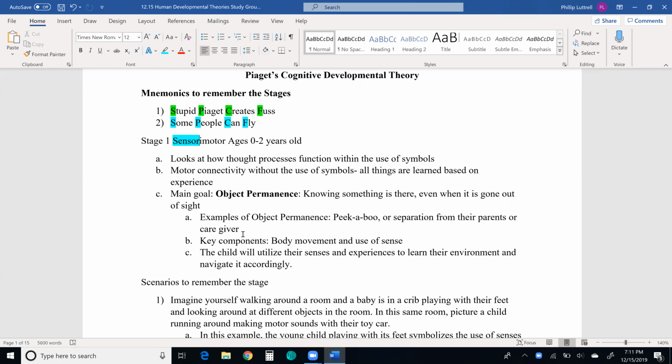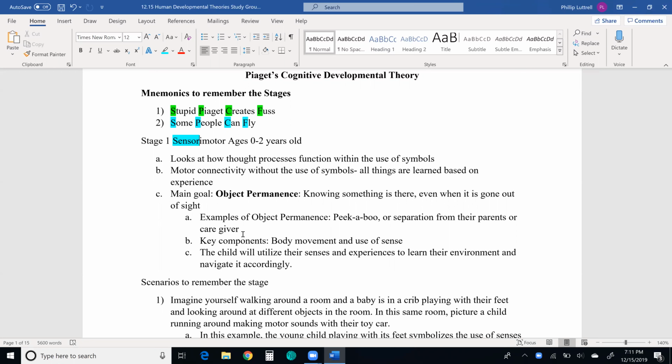The main goal within this is object permanence, which is knowing something is there even when it is gone and out of sight. Examples of object permanence are peekaboo and separation from a parent or caregiver. Someone that does not have object permanence thinks that their parent or caregiver is gone forever. Or you put a sheet over them and the kid's like, oh my God, where did they go? Then you drop the sheet and they're super stunned, surprised, and excited again.